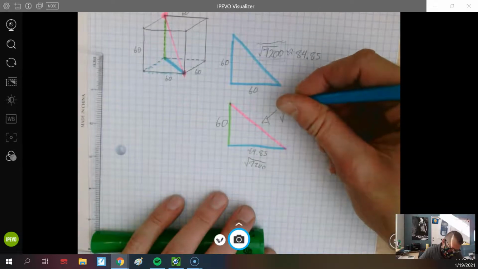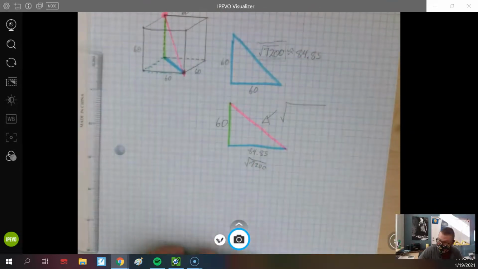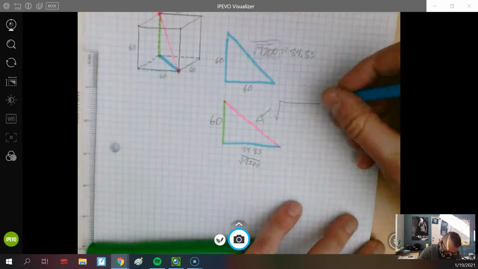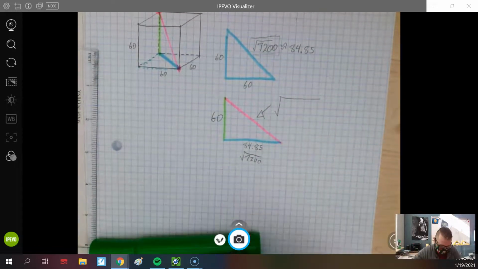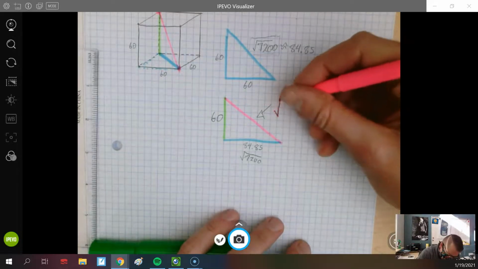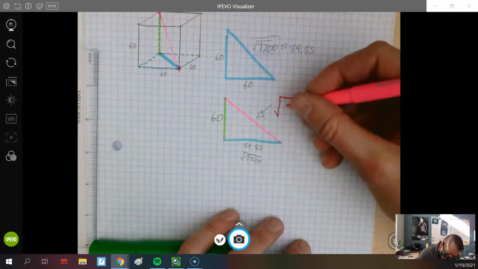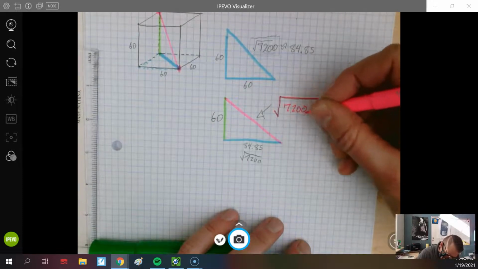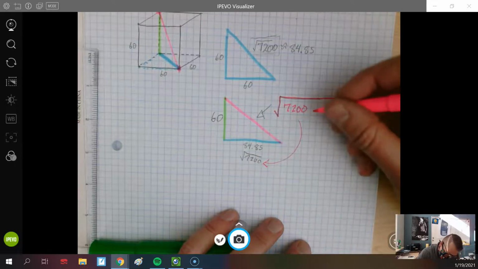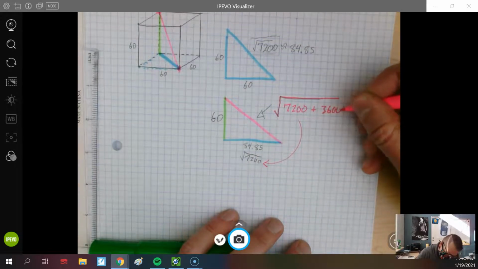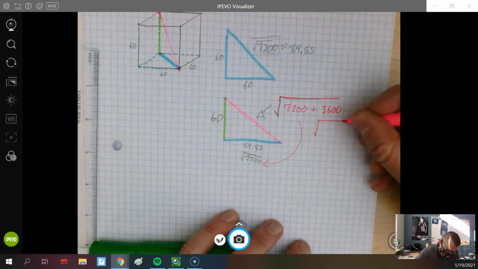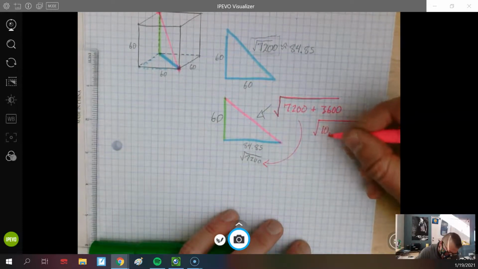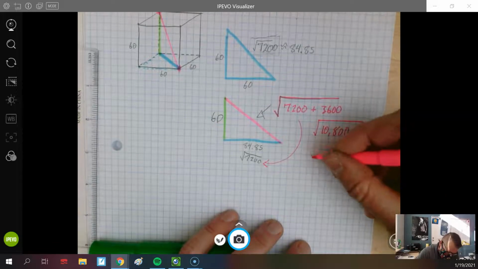So this will be the square root, and sorry if you can't see this, let me know. I know I'm writing in pencil. I'm going to grab a pen, wherever it is. Square root of a squared plus b squared. So the 7,200 came from here, plus 3,600 came from the 60. So it is square root of 10,800.